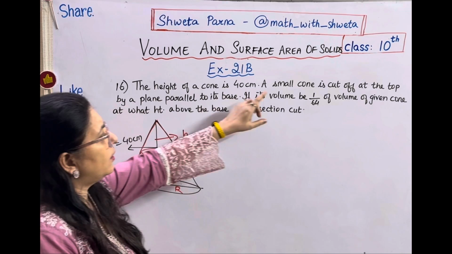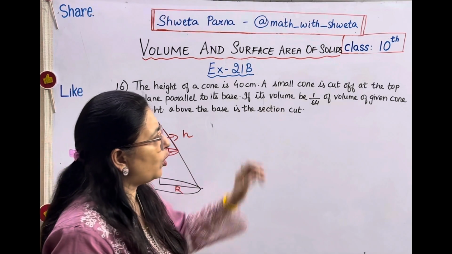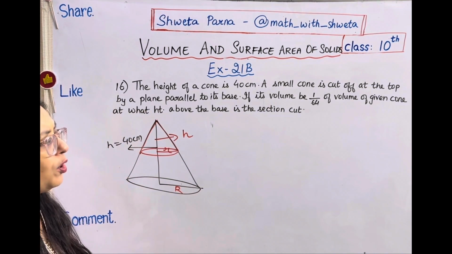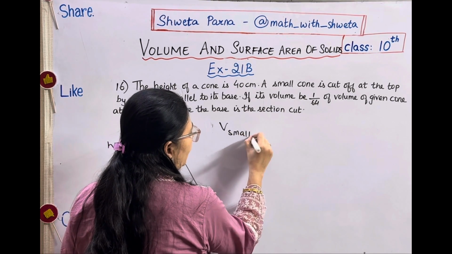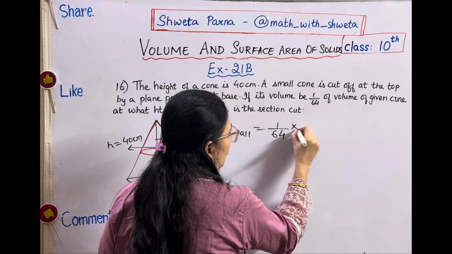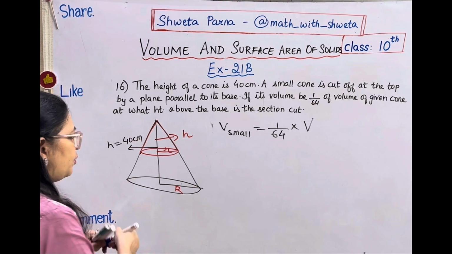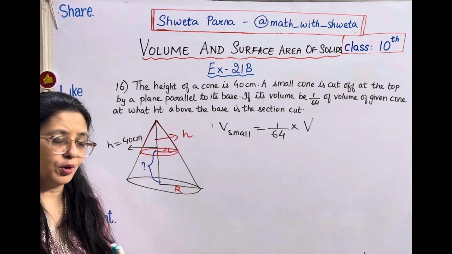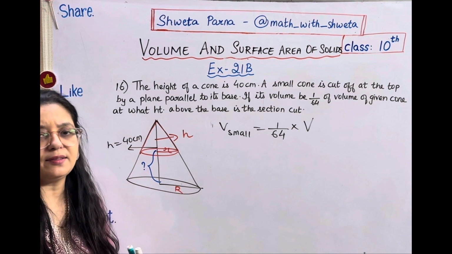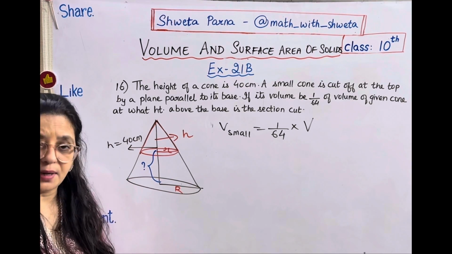Now, a small cone is cut off at the top by a plane parallel to its base. If its volume is 1/64th of the volume of the given cone, that means the volume of the smaller cone is equal to 1/64 of the volume of the bigger cone. At what height above the base is the section cut? You have to find this. Children, mark this question important because, though it is there in volume and surface area, there are a few concepts which we are relating with similarity also.